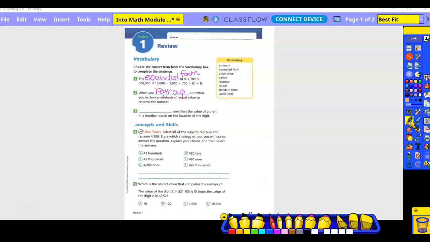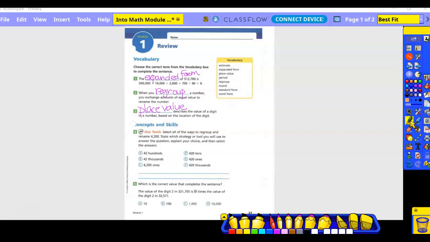Blank describes the value of a digit in a number based on the location of the digit. So a lot of times I'll say, what blank is that in? What place value is that in? Okay.